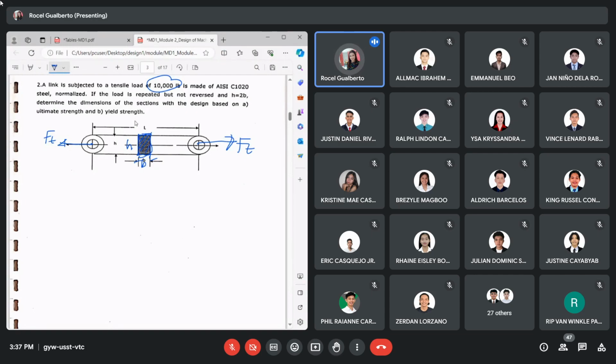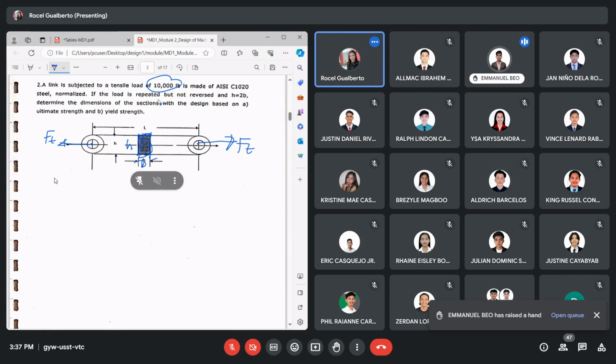Ultimate or yield po ba? Halimbawa, walang nakalagay na based on A and B. Basta lang nakalagay, determine the dimensions of the section. Nakalagay hanggang doon lang. So ano ang magiging basis ng design natin? Yes, Emmanuel. Yield strength po ay yield. Okay, tama.